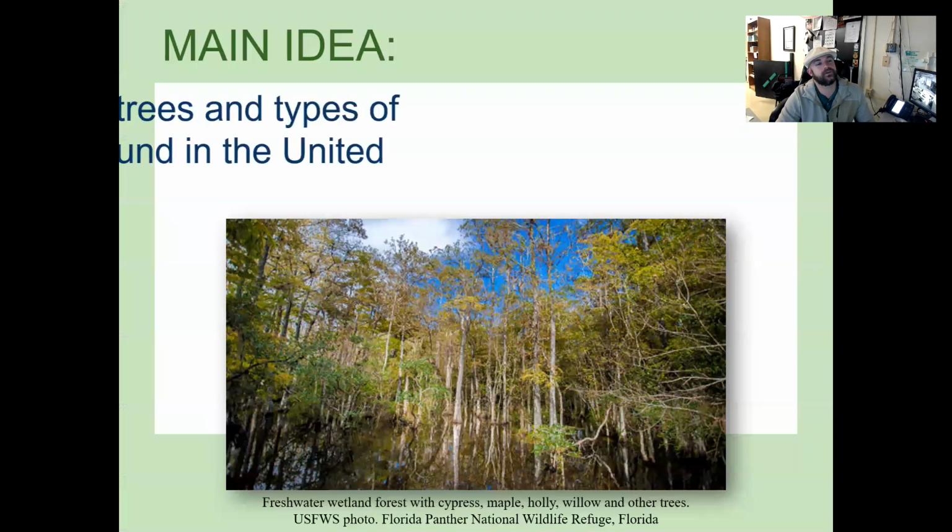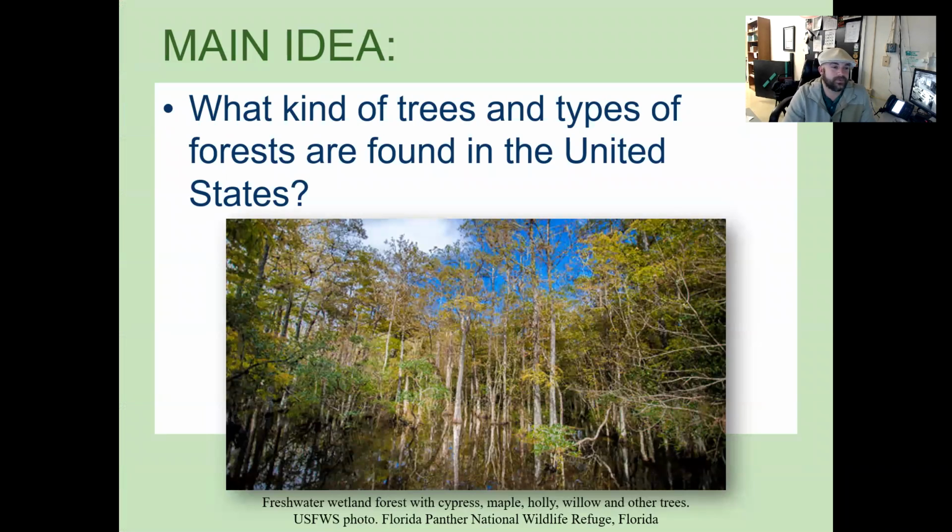Today I'm going to talk to you about forest regions and types of trees. So, what kind of trees and types of forests are found in the United States? We have a lot of different stuff here. Just look at this picture alone, we have a freshwater wetland developed from cypress, maple, holly, willow, and other trees. And typically forests like this would be down in Florida.